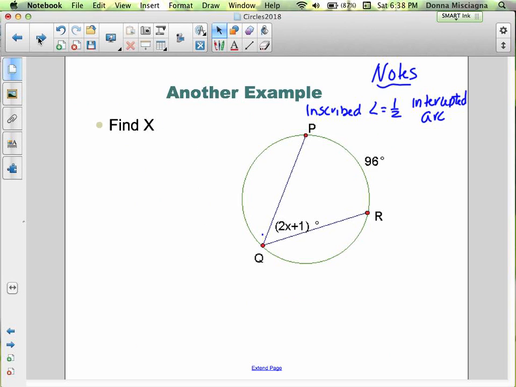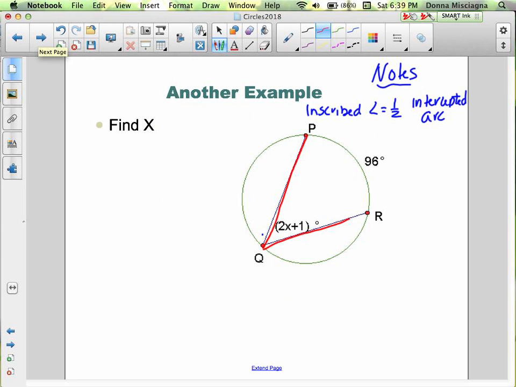So remember, we're looking here for the inscribed angle. We know what the intercepted arc is. If we follow the sides of the angle where it says 2x plus 1 to the edges of the circle, we see that PR is the intercepted arc. So therefore, angle PQR is equal to half of arc PR, because the angle is half the arc when the vertex of the angle is on the circle.